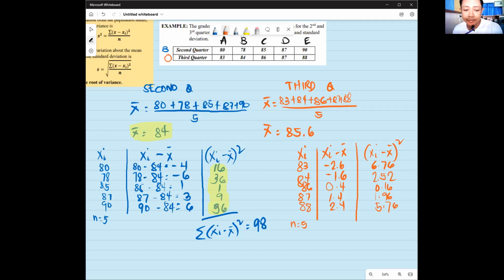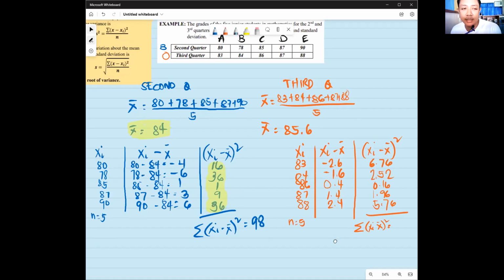5.76. Very good. After that, all you have to do is to get the summation of all these values, the squares of the differences. Go. What's the sum of these values? Add 6.76. Sorry, it's not 2.52, it's 2.56. Sorry, I typed it wrongly. This is 2.56. Thank you for the correction.